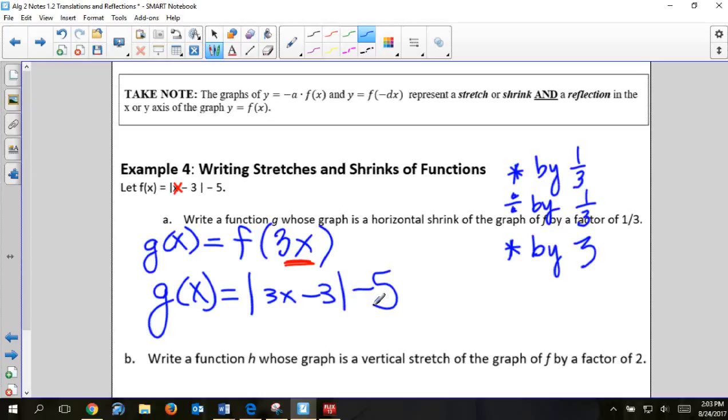And then can I simplify? Can I subtract 3x minus 3? Why not? 3x minus 3, why can't I subtract those? Not like terms, right? Can I subtract minus 3 minus 5? You can't, because there's these big walls that say, nope, can't pass. So this is it. This is all we can do.